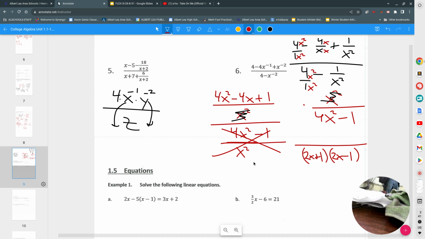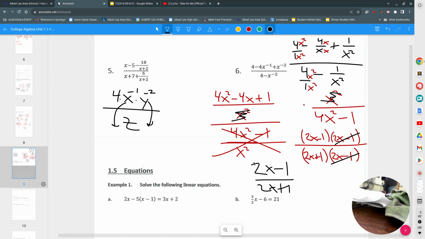And then if we look at 4x squared minus 4x plus 1, we're going to see if that factors. And it does. 2x times 2x is my 4x squared. 1 times 1 is 1. And these are both going to be subtraction signs. Notice that the 2x minus 1s, those will reduce. So you get 2x minus 1 over 2x plus 1. And that's that.